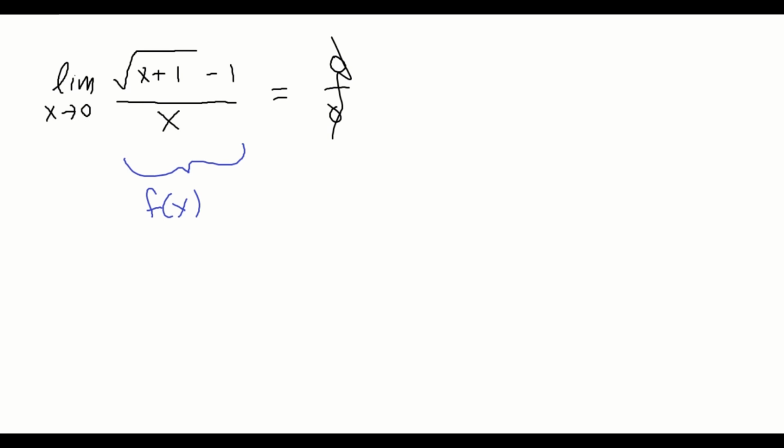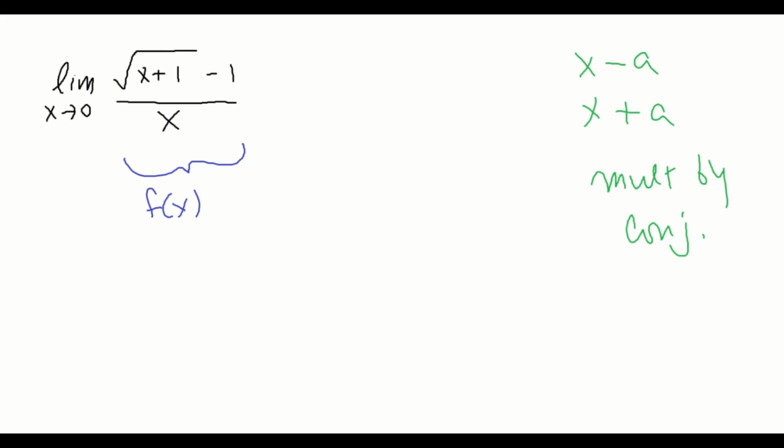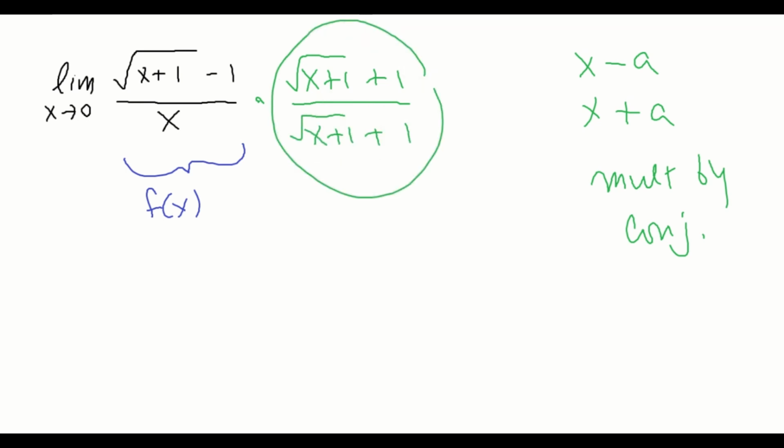So the rationalizing technique we'll use here is multiplying by the conjugate. What I mean by the conjugate is if you have a form x minus a, which is what this is, then multiplying by the conjugate is multiplying by x plus a. So let's multiply by the conjugate of the numerator. Just make sure whatever you're multiplying by is equal to 1, so you're not changing the value of the function.